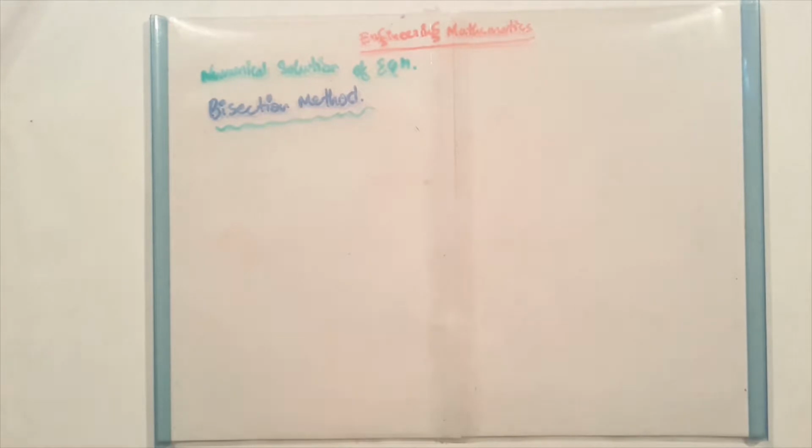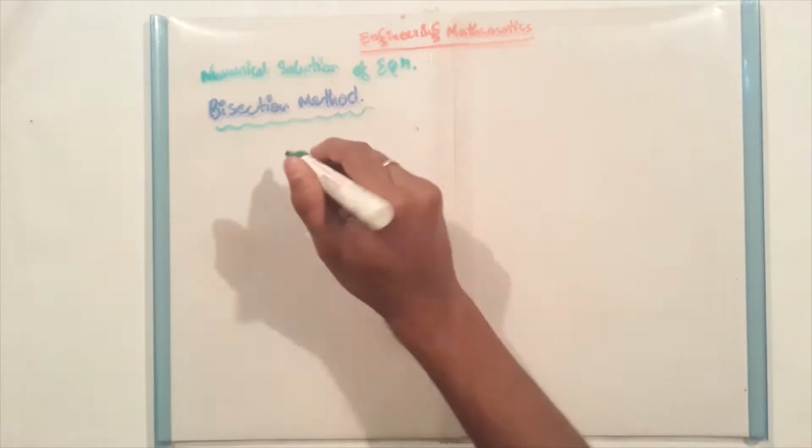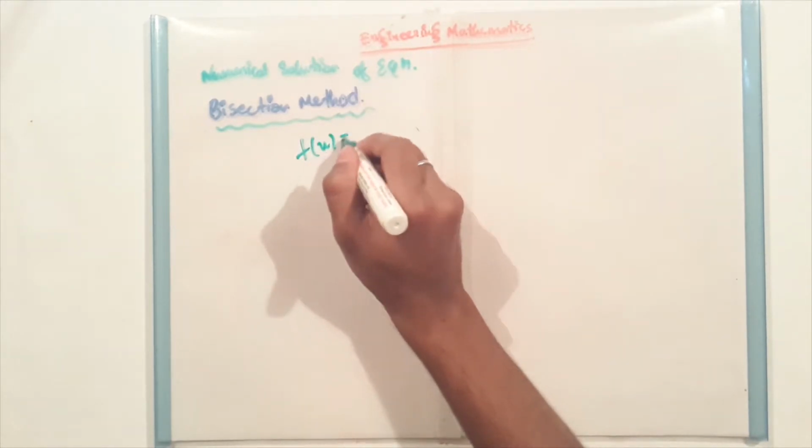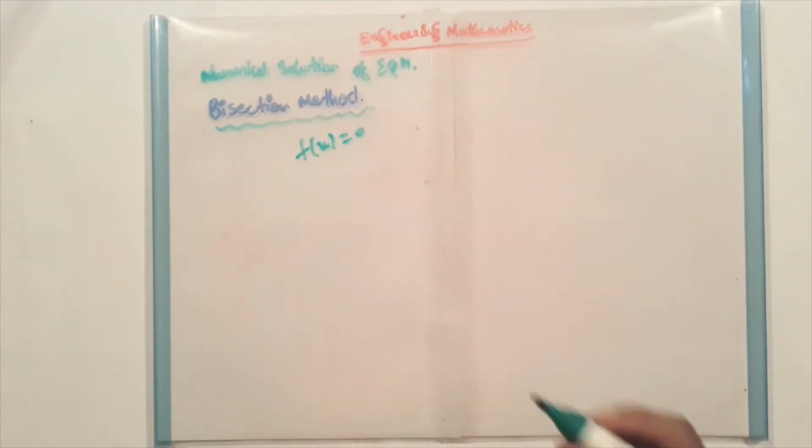That method is the numerical method, and in this video I'm going to talk about the numerical method of finding the roots of an algebraic polynomial equation. There are several methods of finding them, and in this particular video I'm going to talk about the bisection method. So let's see what the bisection method is. Let f(x) = 0 be a polynomial equation.